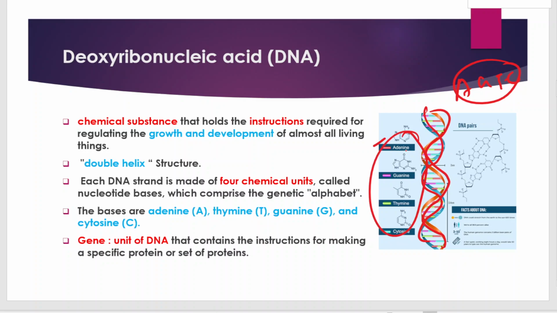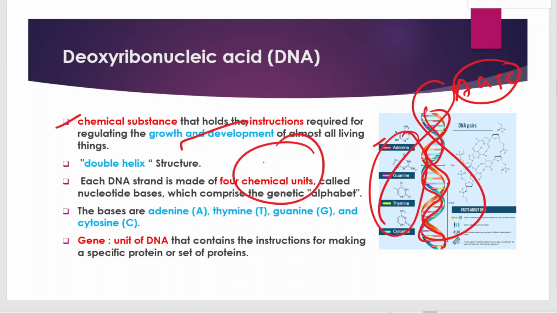And UPSC loves to ask questions on these types of biological terms, so that's why I am trying to decode from the basics. DNA is a chemical substance that holds the instructions required for regulating the growth and development of almost all living things, and it has a double helix structure. Each DNA strand is made up of four chemicals, which we already told you, and they occur in base pairs that we call nucleotide bases, and these comprise the genetic alphabet. These bases are A, T, G, and cytosine.